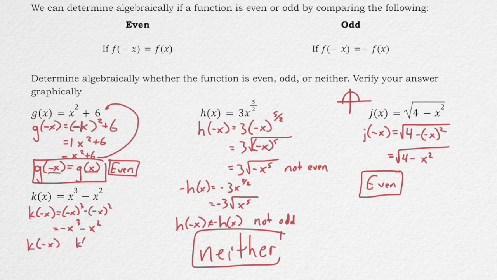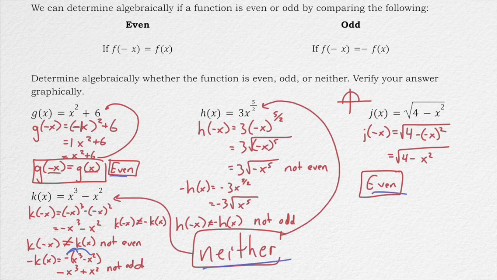Since if I look at k of negative x and k of x, these are not the same, that means it's not even. Now I have to look at negative k of x. That would be like taking the function x cubed minus x squared and just multiplying it by negative 1. And if you distribute that negative in, that gives you negative x cubed plus x squared. So I could also write k of negative x also doesn't equal negative k of x. Since none of these things are matching up, it's not even, it's also not odd, that means it must be neither. So far we've gotten two functions that were even and two functions that were neither.